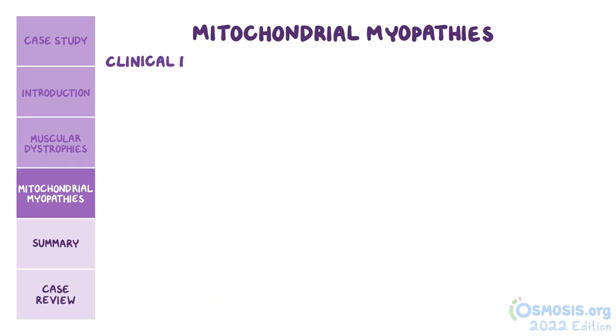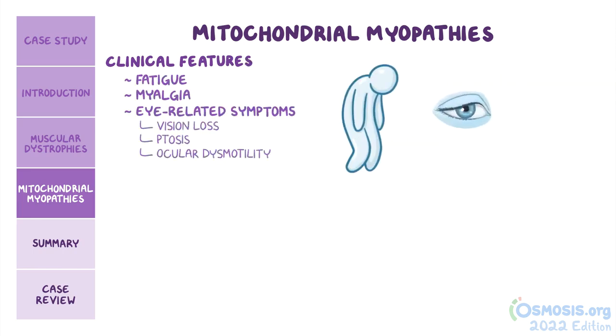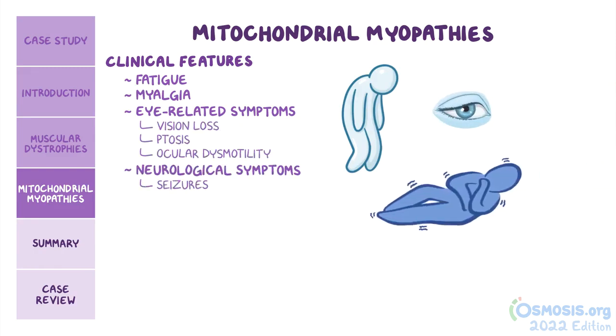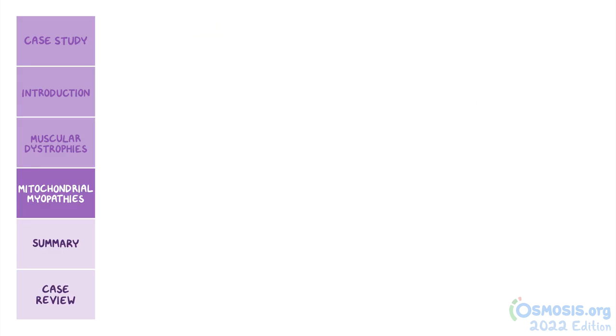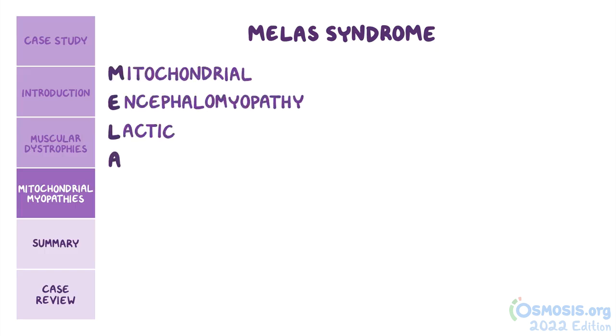Now, the main clinical features of mitochondrial myopathies include fatigue, myalgia, eye-related symptoms like vision loss, ptosis, and ocular dysmotility, and neurological symptoms like seizures, hearing loss, impaired coordination, and cognitive deficits. For your exams, the most important mitochondrial myopathy to know about is MELAS syndrome, which is an acronym for its main symptoms: mitochondrial encephalomyopathy, lactic acidosis, and stroke-like episodes.